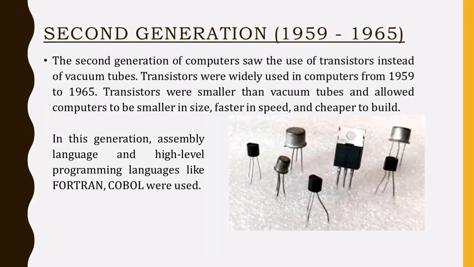Now let's talk about the second generation of computer. The second generation of computers saw the use of transistors instead of vacuum tubes. Transistors were widely used in computers from 1959 to 1965. Transistors were smaller than vacuum tubes and allowed computers to be smaller in size, faster in speed, as well as cheaper to build. In this generation of computer, assembly language and high-level programming languages like Fortran and COBOL were used.